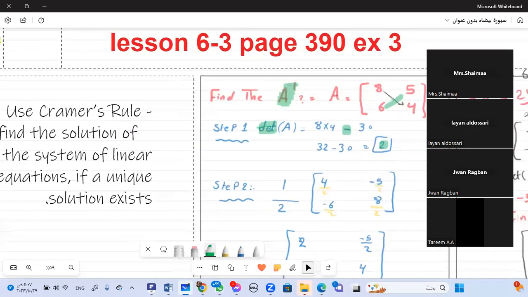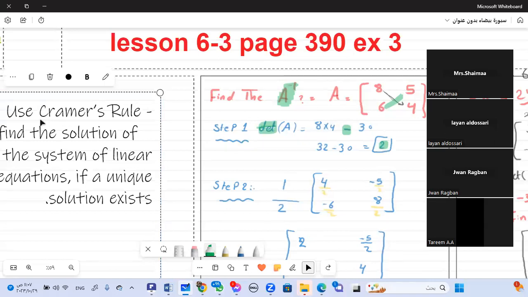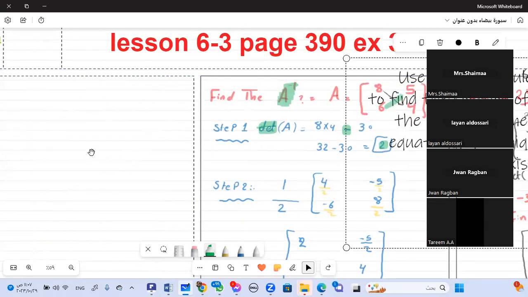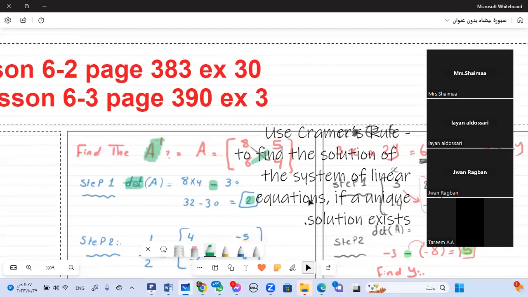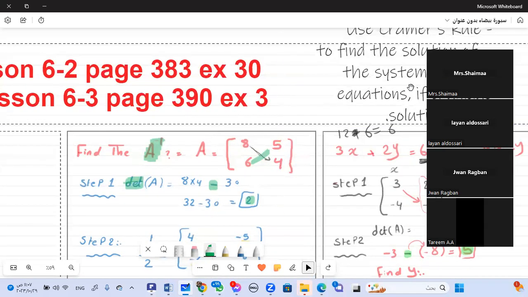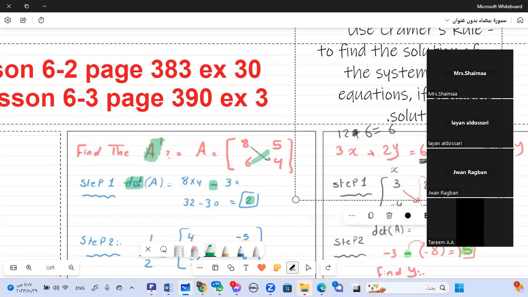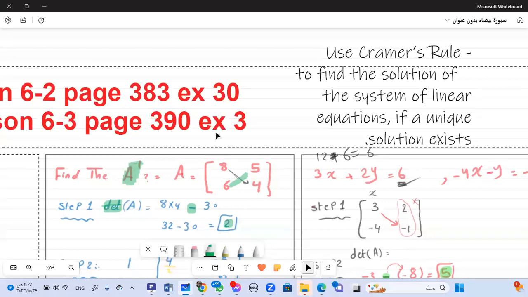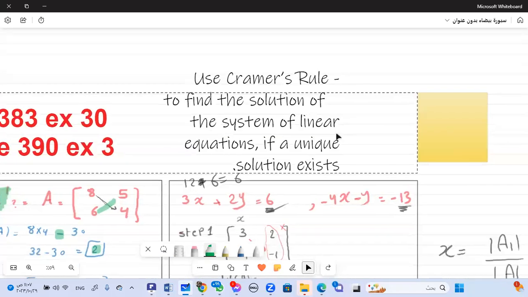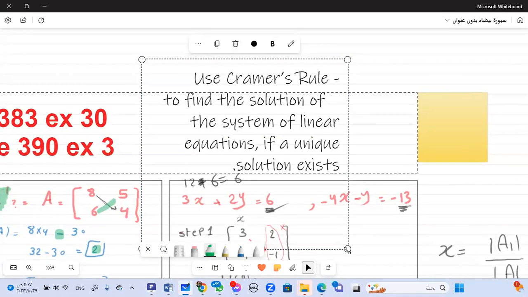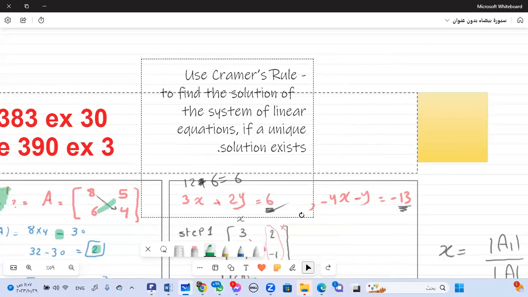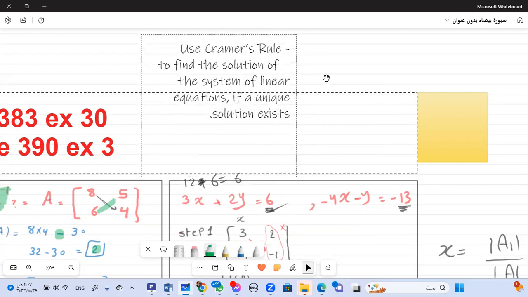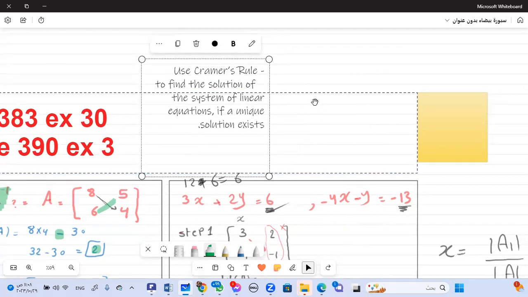The third idea: use Cramer's rule. Use Cramer's rule to find the solution. As a third idea, now I want to find the solution using Cramer's rule. Yes, I want to solve it now.